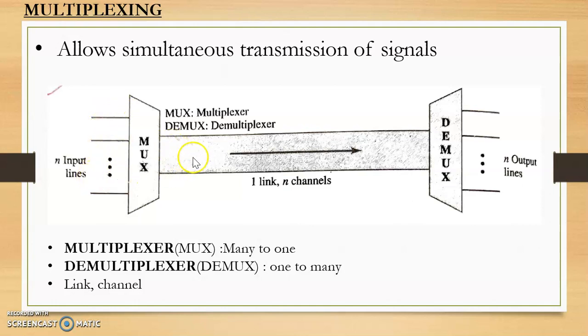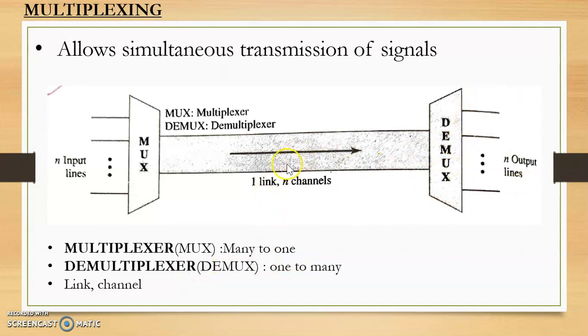So over here on the left hand side we have a multiplexer which will combine n input lines into a single stream. And at the receiver side we have a demultiplexer which will separate the single stream into n output lines. So we can say multiplexer is many to one, and demultiplexer is like one to many.